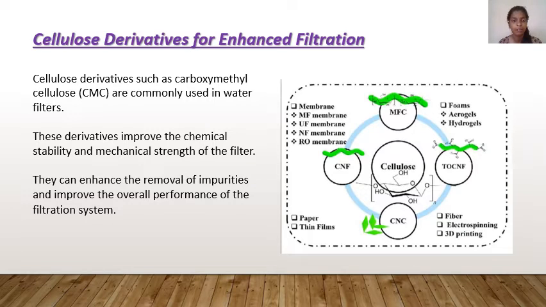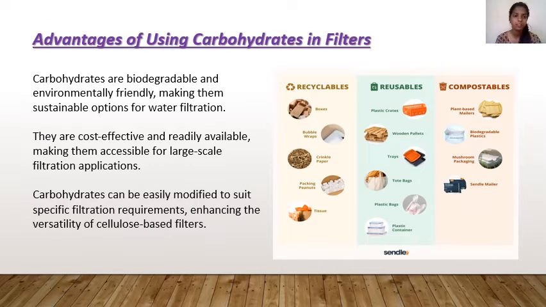Cellulose derivatives such as carboxymethyl cellulose, in short we can call it CMC, are commonly used in water filters. These derivatives improve the chemical stability and the mechanical strength of the filter. They can enhance the removal of impurities and improve the overall performance of the filtration system. And the next is advantages of using carbohydrates in filters.